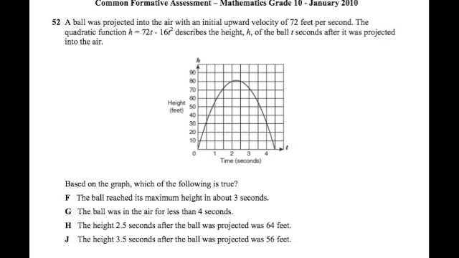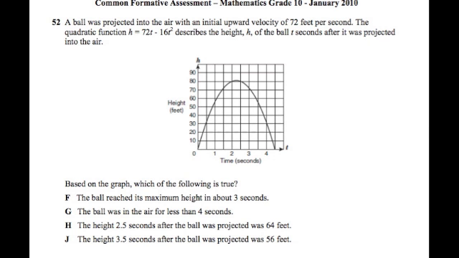The next question is, a ball was projected into the air with an initial upward velocity of 72 feet per second. The quadratic function h equals 72t minus 16t squared describes the height h of the ball t seconds after it was projected into the air. Based on the graph, which of the following is true?